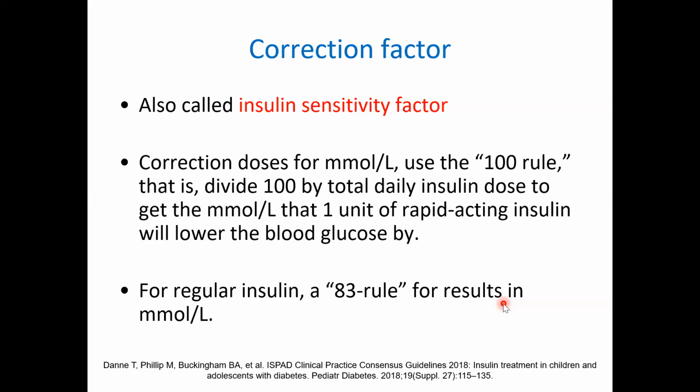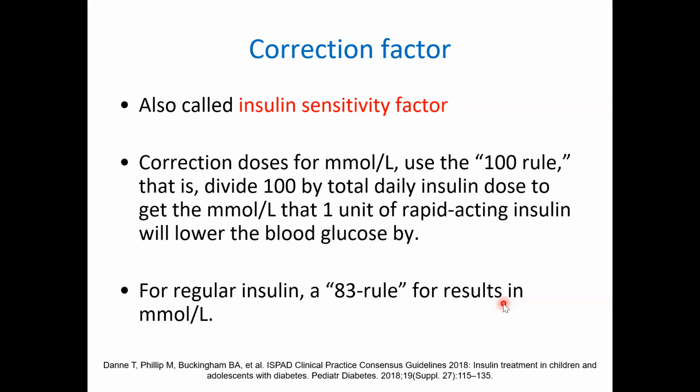And was on NPH 6 units in the morning and 3 units in the evening. And on regular insulin, 3, 3, 3 before breakfast, before lunch, and before supper. So we add up all that insulin, and then you divide 100 by that.